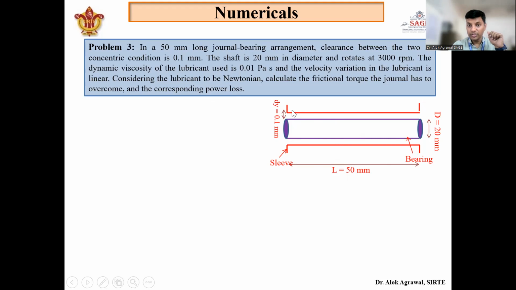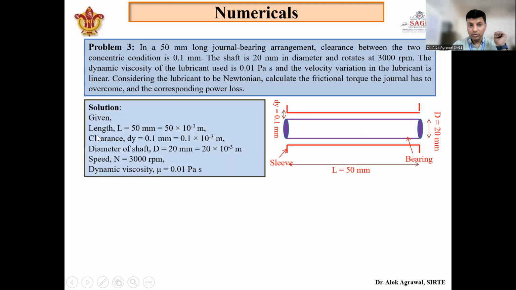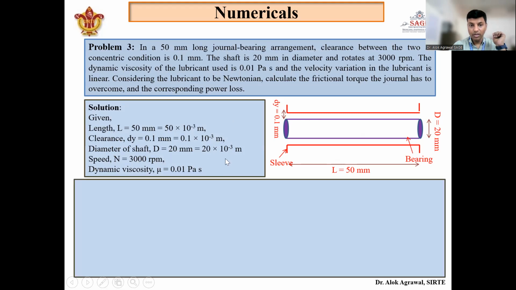तो the oil which is in contact with this, यहाँ के contact में जो oil रहेगा वो stationary रहेगा, और इसके contact में जो oil रहेगा वो इसके speed के साथ move करेगा. So there will be a development of shear stress between the oil layers in between the clearance. So first of all, let us write the given: length is given, clearance is given, diameter is given, speed is given, viscosity. We have to convert all the things in SI unit, that is in meter.